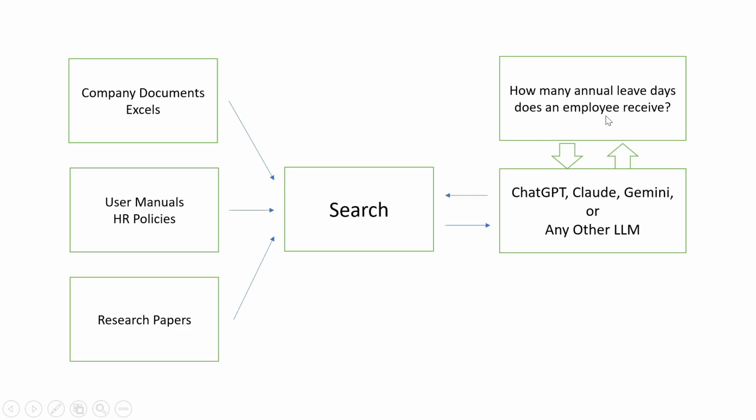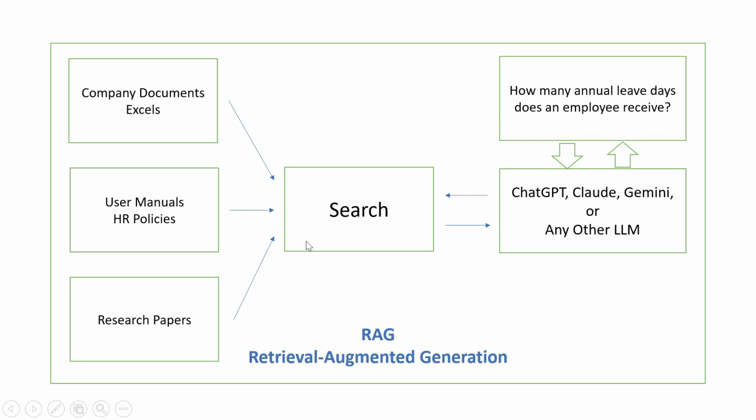That's exactly why it's called retrieval augmented generation. Retrieval means finding the relevant information from your documents. Augmented means adding that information to the AI's prompt. Generation means the AI uses that information to generate the final answer. That's exactly what makes RAG so powerful.